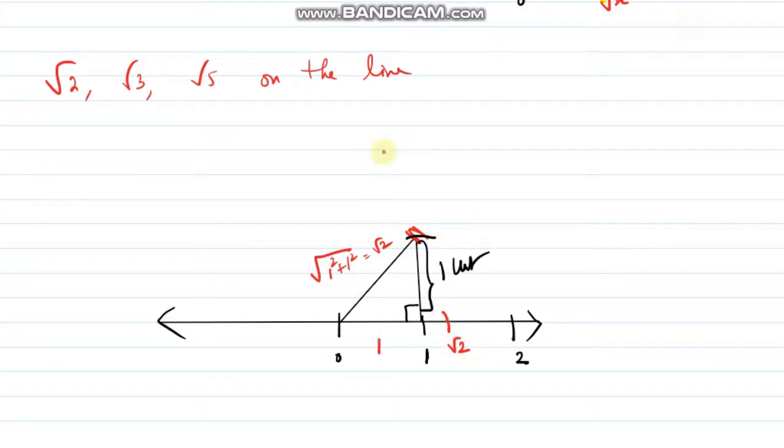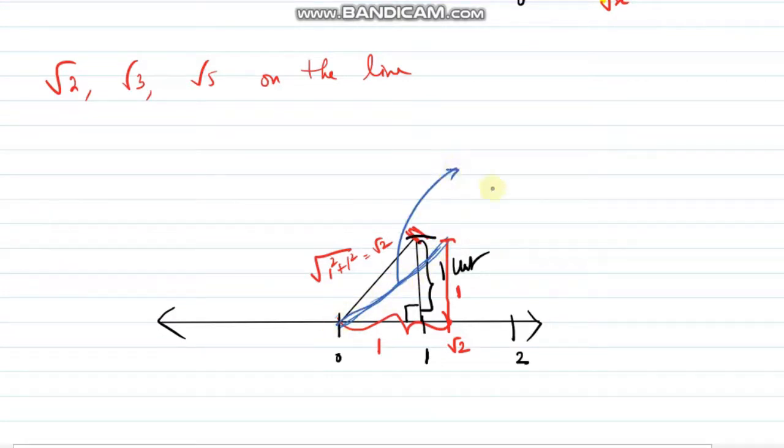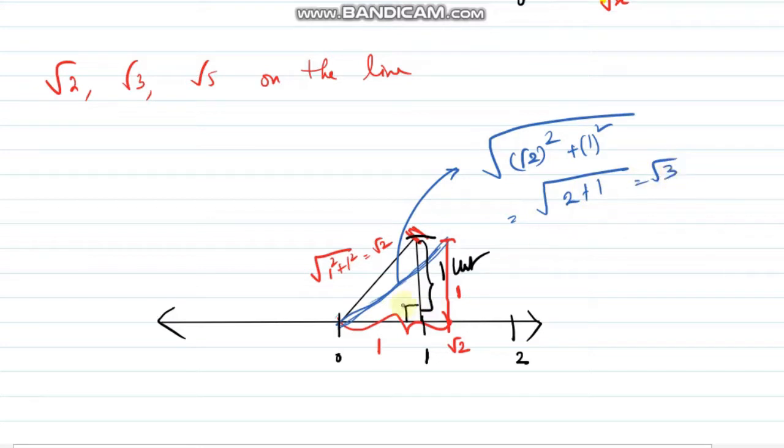Next, I draw one more line over here of 1 unit. This portion is my root 2, and this is again 1 unit. If I join these two by one line, the length of this line will be root of root 2 square plus 1 square, that is root of 2 plus 1, which is 3, so root 3. If I take the length of this arc and cut it here, that will be root 3.